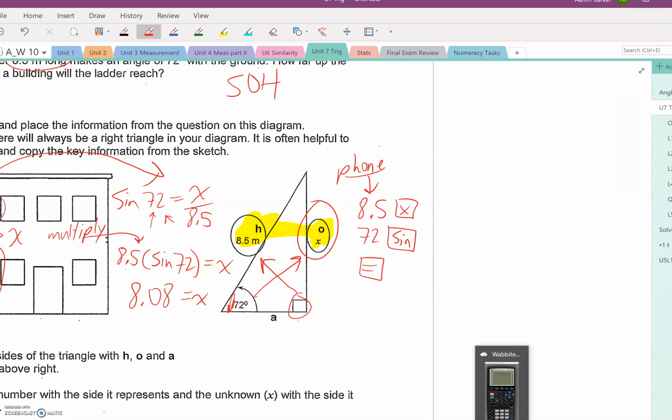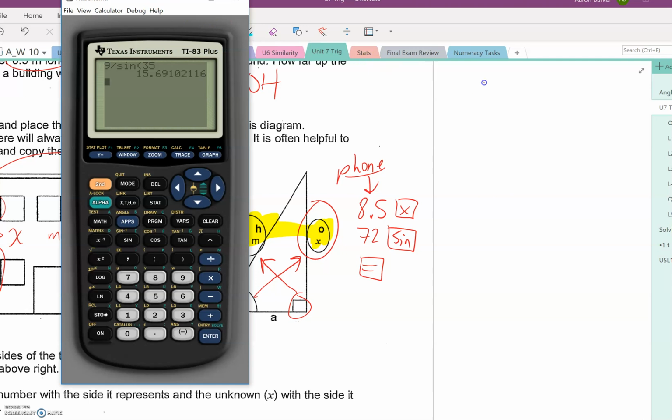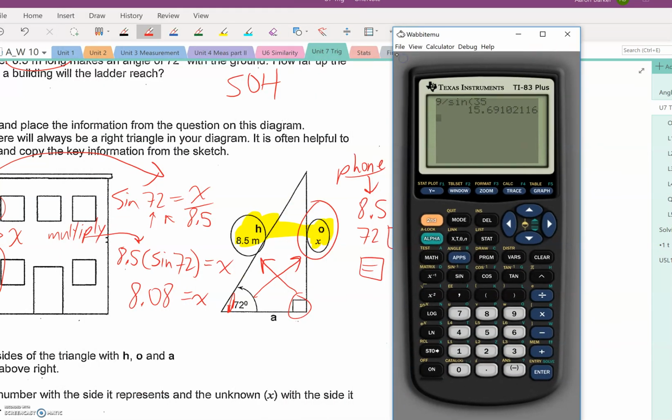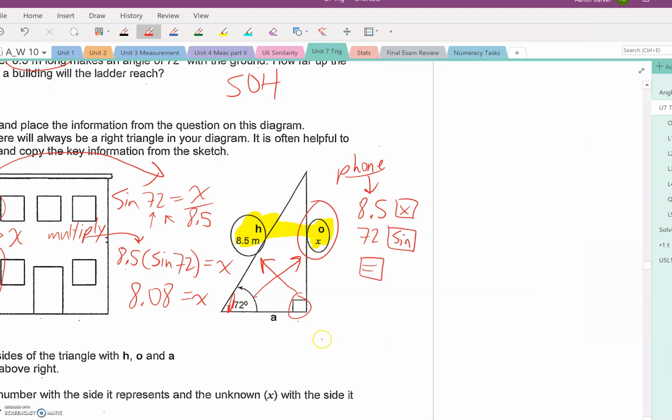If you have a graphing calculator, you'll type it in exactly as you see it. So you will go 8.5 times sine 72 equals the exact same answer. That's the only two pieces of work that you're going to do today. Either the unknown on the bottom or the unknown on the top of the fraction. That's it. What we're going to change though is sine, cos, and tan.